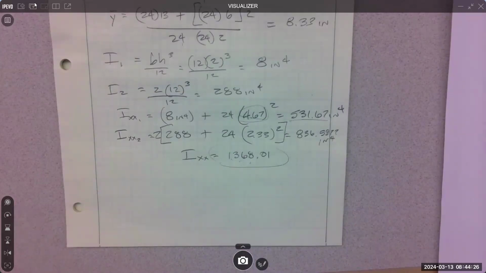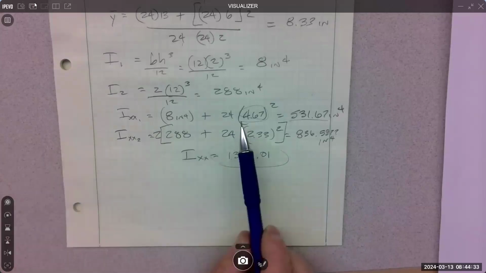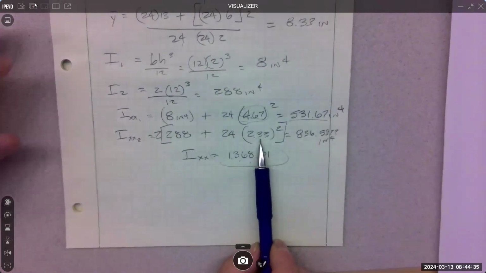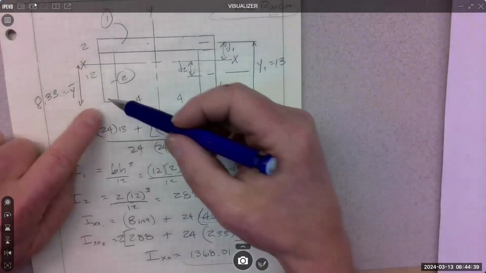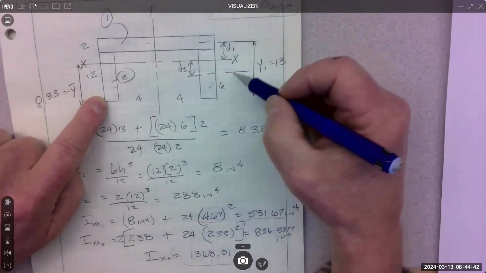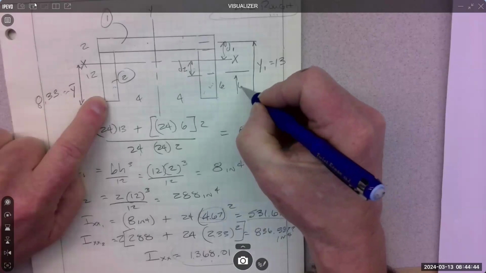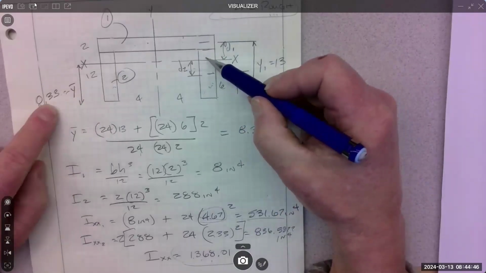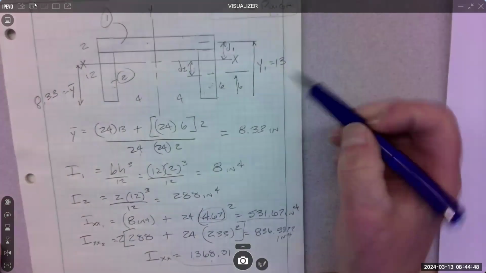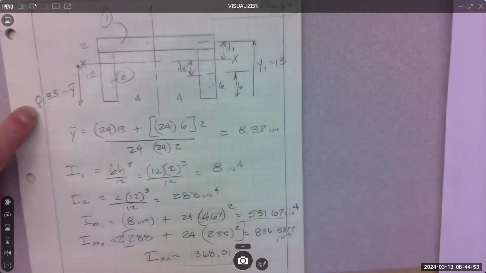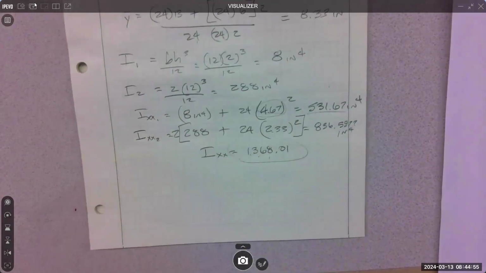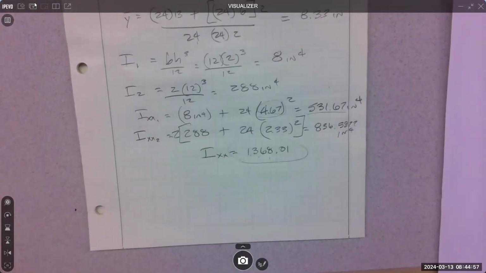Very good. Question on that. What did it be for number 2? Yeah, that one, the 233. D2 is here. So this is my second shape, and it's 6 inches up to that. And it's 8.33 up to that. So it'd be 8.33 minus the 6, 2.33. Sure. That's what you want to do, is get your questions answered.